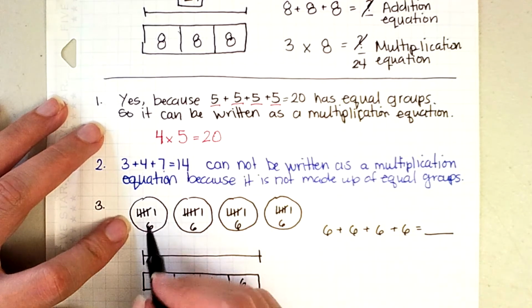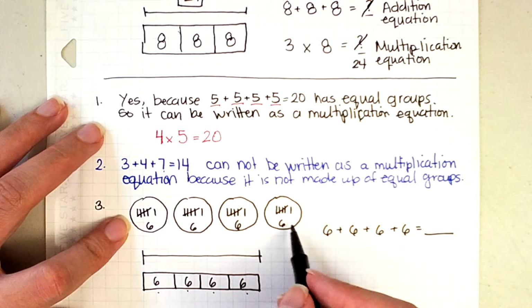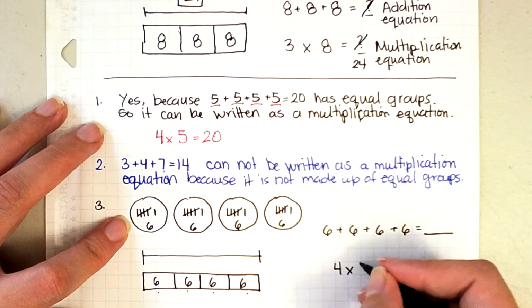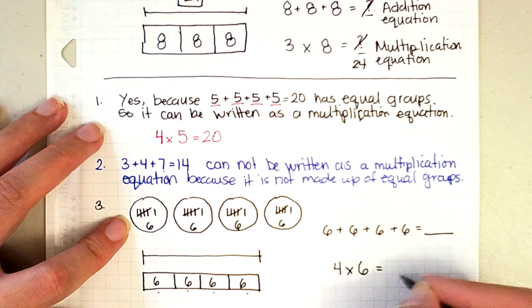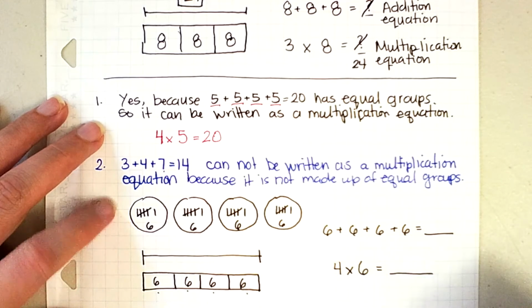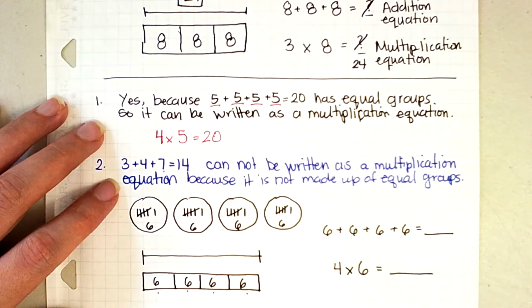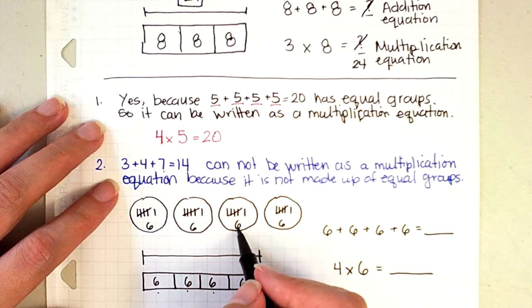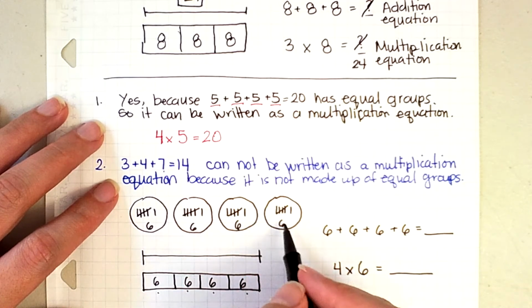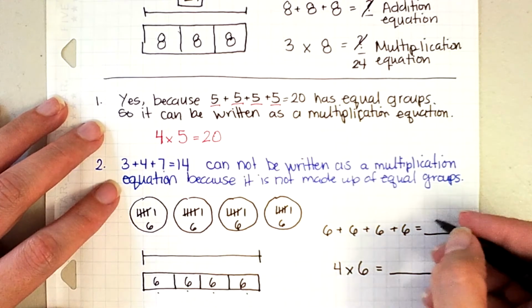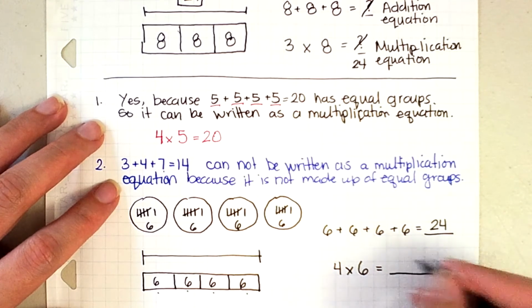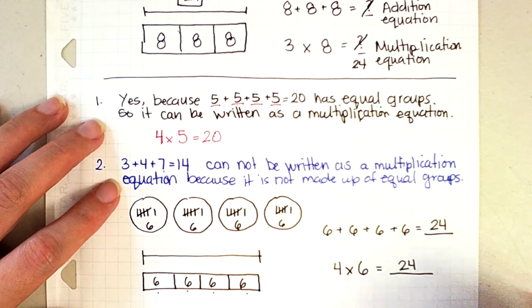Or we could do 1, 2, 3, 4 times the number 6. So 4 times, we're going to count the number 6 to find our answer. So when we add 6 plus 6, we get 12. 12 plus 6 is 18. 18 plus 6 is 24. So 6 plus 6 plus 6 plus 6 is going to give me 24. Or 4 times 6 is also 24.